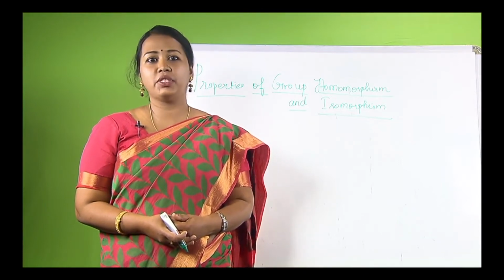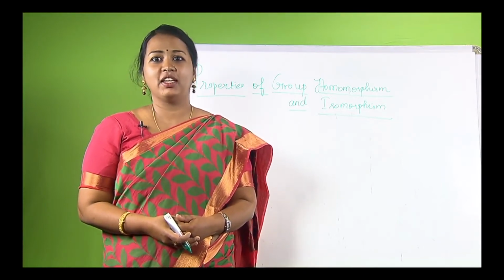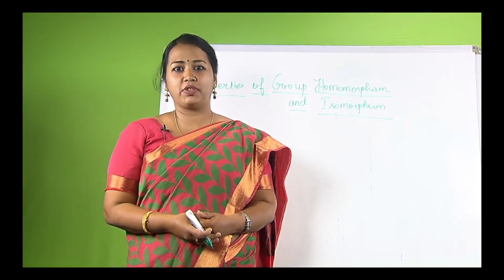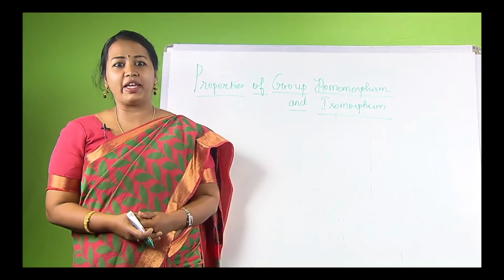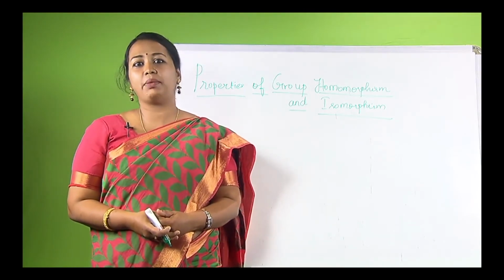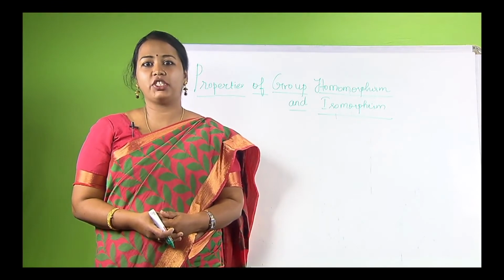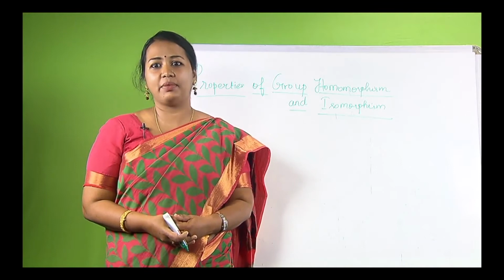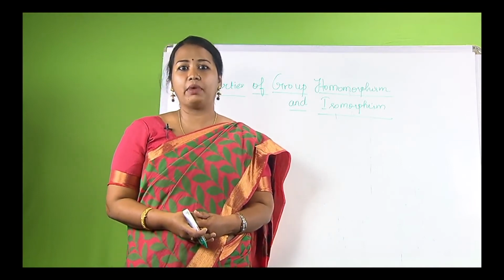It will be very useful to the upcoming sections. Let's start with the definitions. The definition of group homomorphism. A homomorphism phi from a group G to G bar is a mapping from G into G bar that preserves the group operation. That is, phi of AB is equal to phi of A times phi of B for all A, B in G.